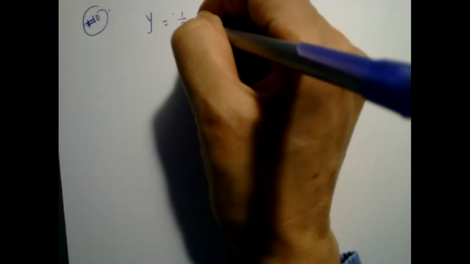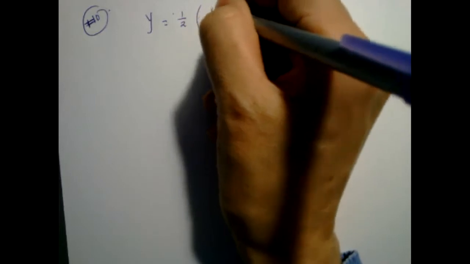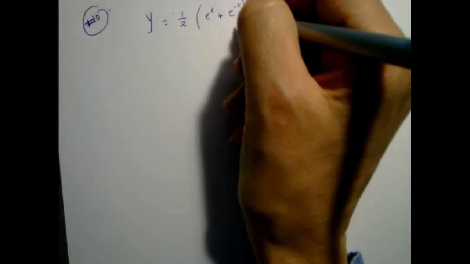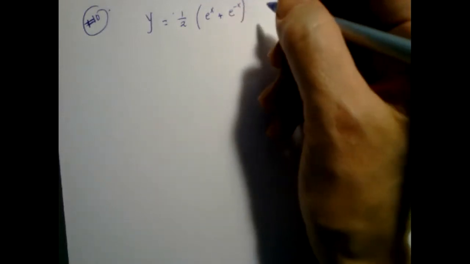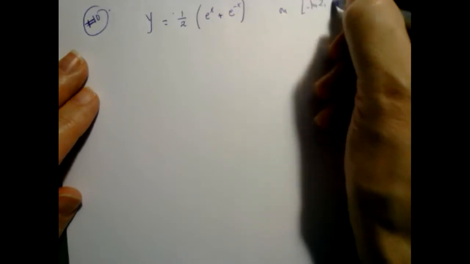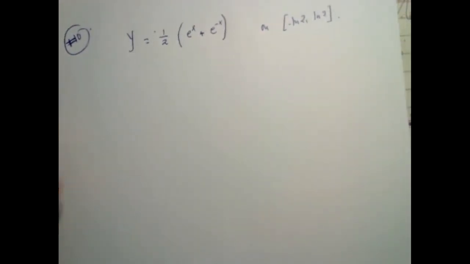y equals half e^x plus e^(-x) on the interval from minus ln 2 to ln 2. Okay. Section 6 point... Oh no, sorry, I'm doing 6.5. My apology. 6.6.